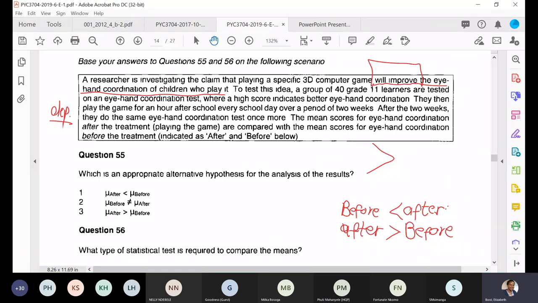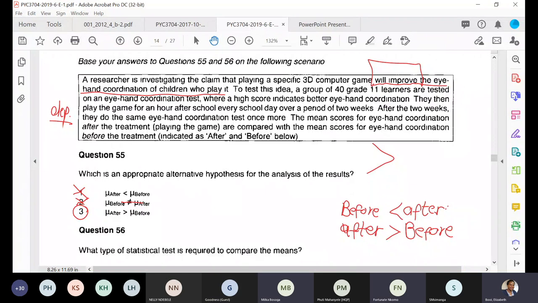And that is what all these statements here are. So if we say that is not applicable because of will improve, meaning the after will be bigger than before, then the alternative would not be not equal. Number one says after is less than before. You must be very careful, because you're saying after is less than before. So you're telling me that after they play the game, there is no improvement. Exactly. So choose number one. So in terms of that, it says they will improve. So we're going to assume that it improves. So when it improves, then number three is correct.